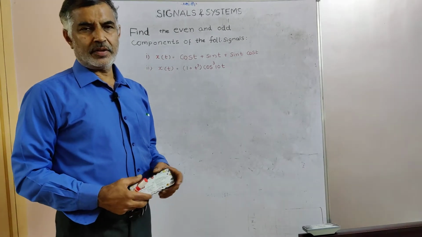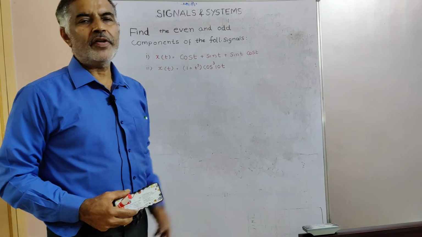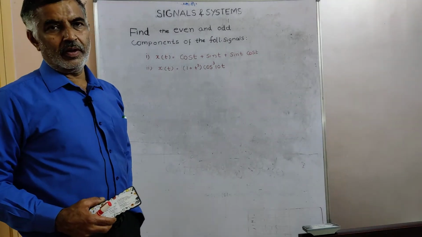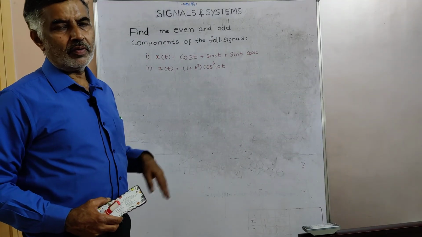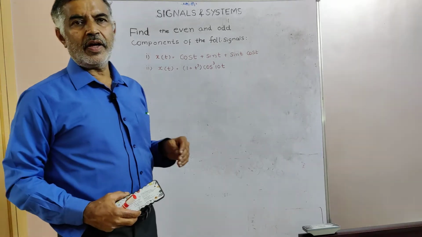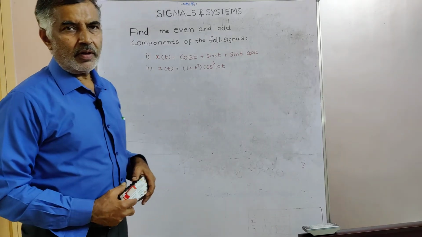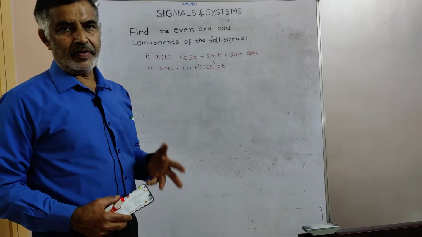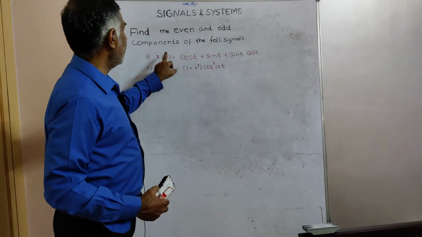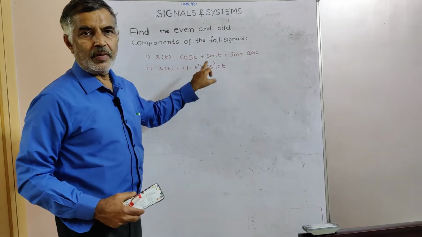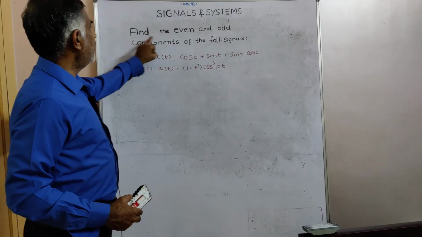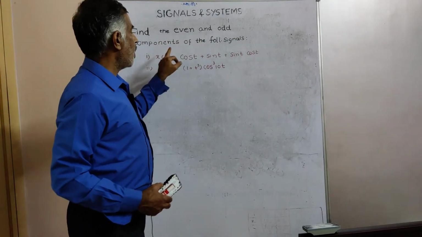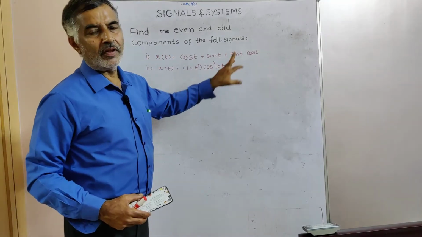And in the last class, I explained what is an even function and odd function. Now I will work out a few problems on even and odd functions. Before I solve these problems, we have to do a small derivation. So I will concentrate on these problems on the board. Find the even and odd components of the following signals.